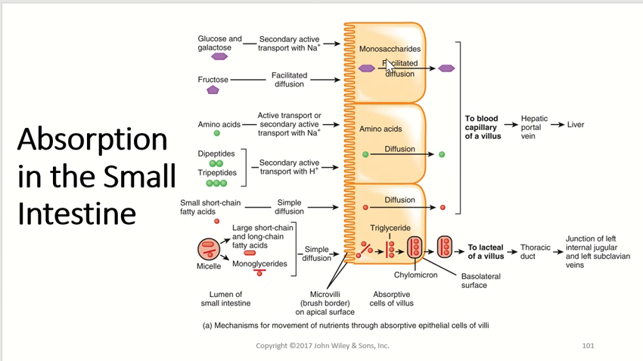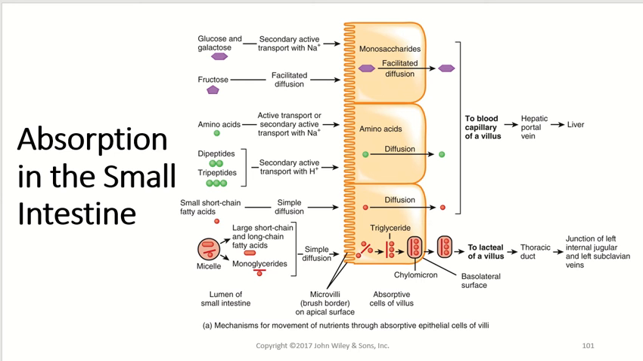This is eventually going to end up in the liver. Fructose is, so we've got our galactose and our glucose using secondary active transport with sodium, and then fructose is able to use facilitated diffusion. With our amino acids, we've got a couple of different options. With simple amino acids, these are going to be able to utilize active transport or secondary active transport with sodium. And then our dipeptides and our tripeptides are going to use a secondary active transport using hydrogen ions.